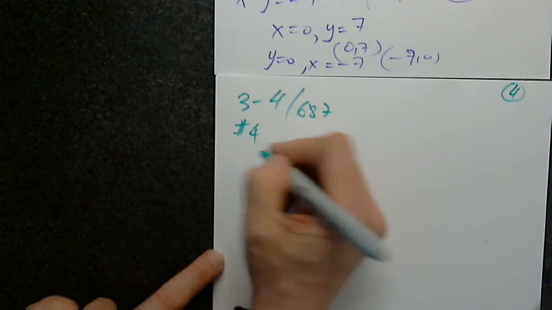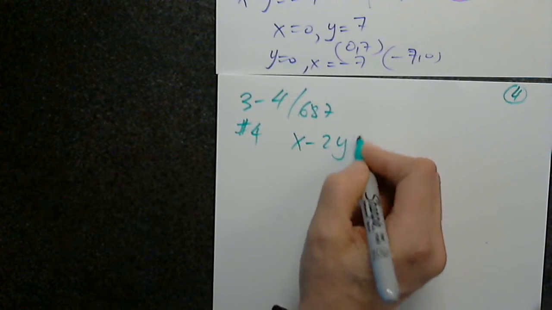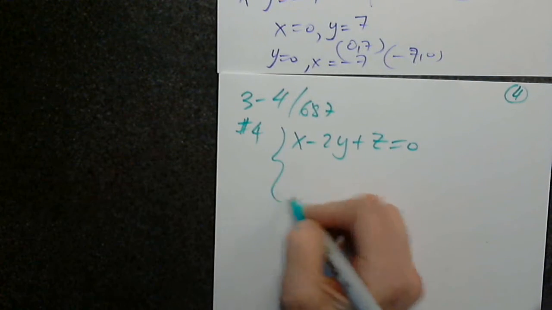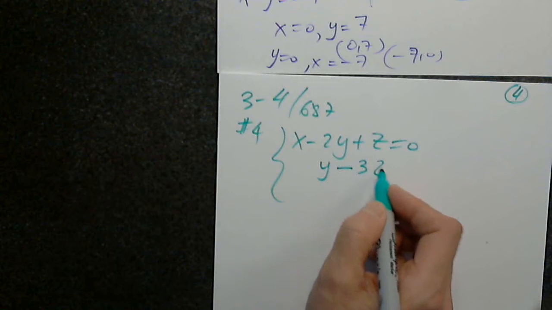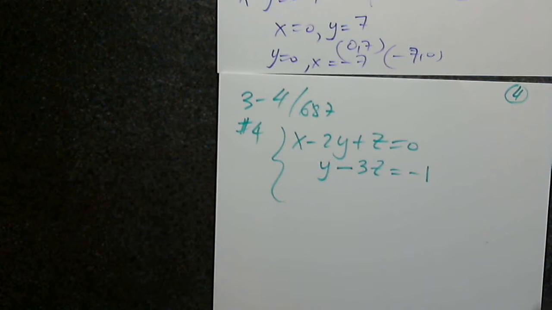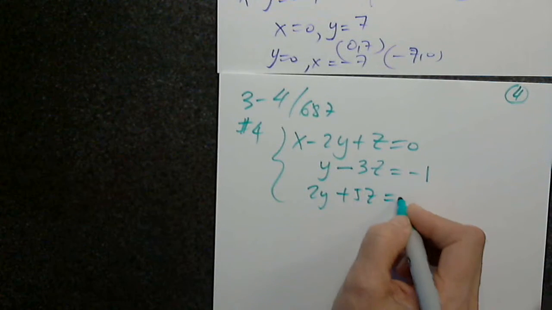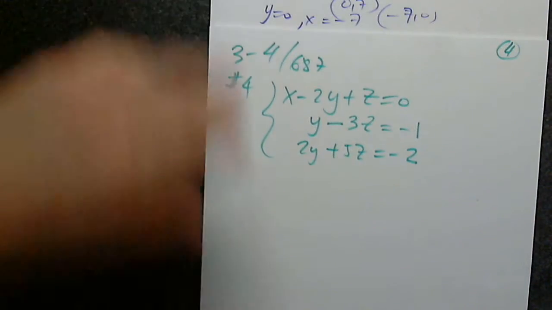Okay, we picked 4. And 4 is x minus 2y plus z equals 0, and y minus 3z equals -1, and 2y plus 5z equals -2. Very good. So we want to solve the system using Gauss-Jordan.